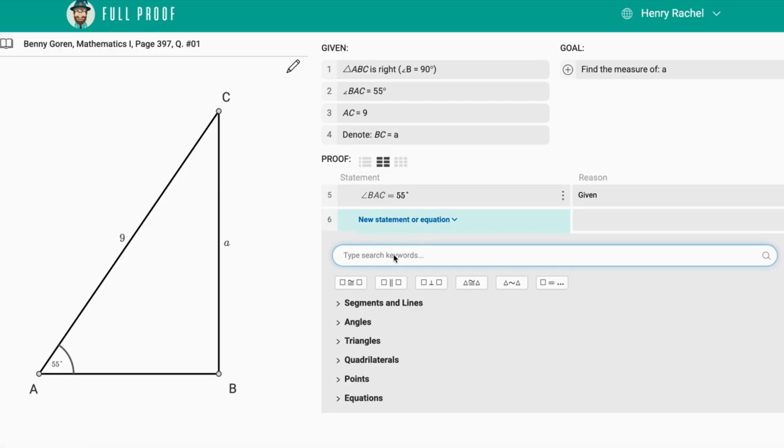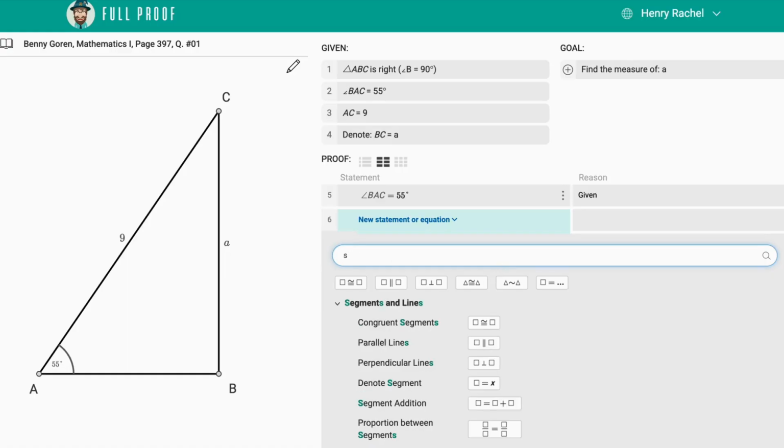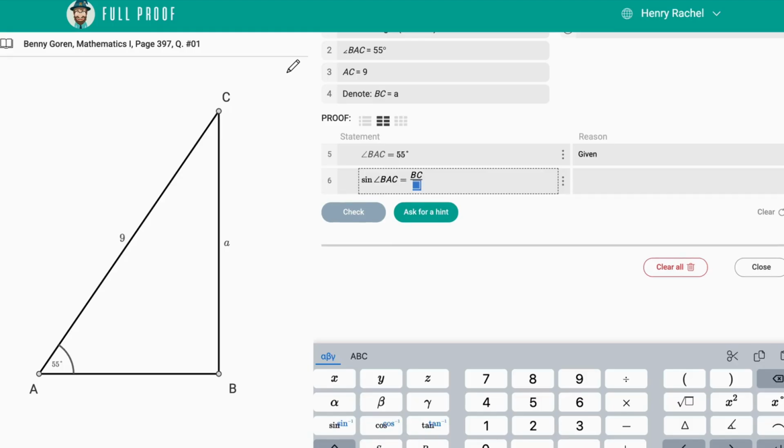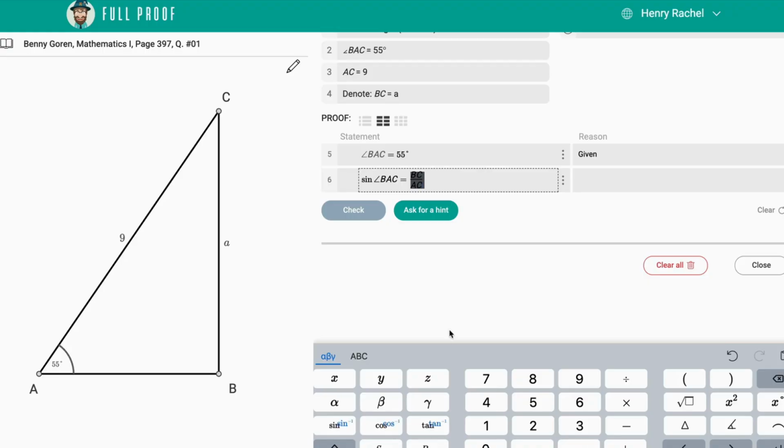Again, we're doing sine. We are doing sine of angle BAC is equal to, again, opposite over hypotenuse. So this is segment BC over, I just hit the division key on my keyboard, AC. All right, that's my statement.